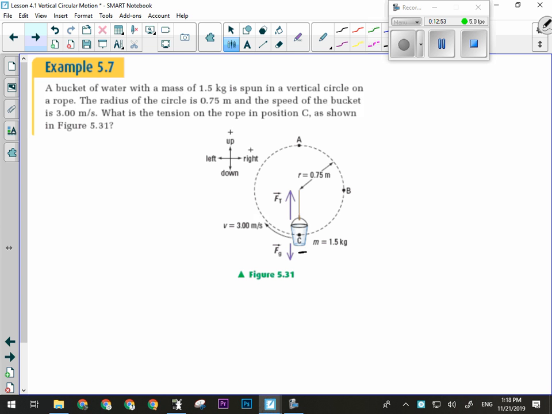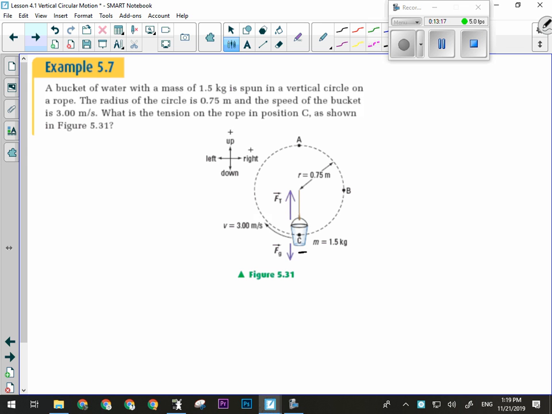Now, they've been nice and done the free body diagram for us. They're saying force of gravity is acting out, and the tension, which because it's on a rope replaces normal force, is acting in. Everybody all right with that? If you don't have a track, you can't have normal force. If something's on a rope, then it's the tension in the rope that's pulling back towards the middle.